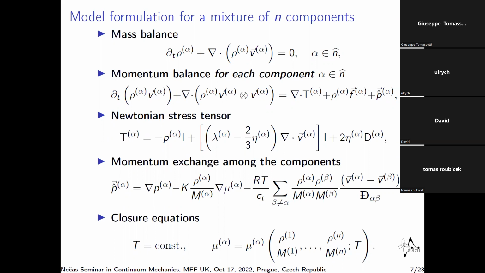So for the stress tensor, I use the classical Newtonian stress tensor with pressure of each component and two viscosities of each component. Yeah, and this is the Cauchy tensor.